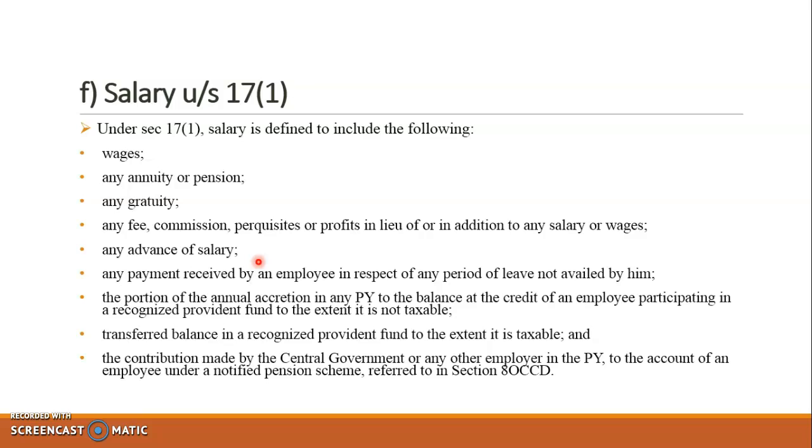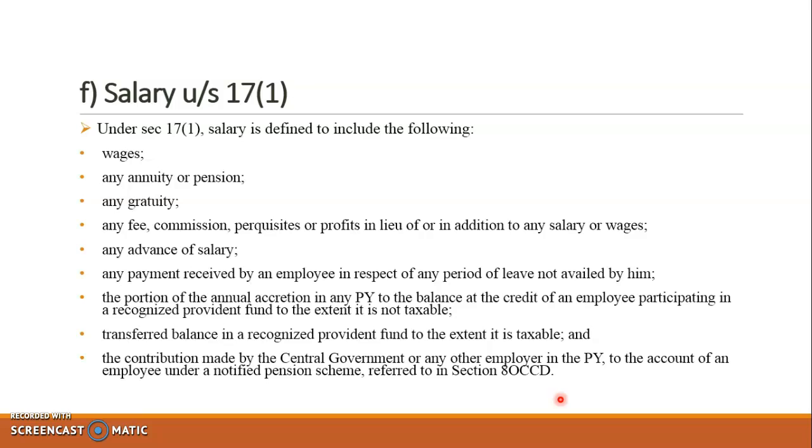authorities. Okay, then salary given under section 17 subsection 1, your salary includes the following: wages, any annuity or pension, any gratuity, any fee, commission, perquisites or profit in lieu of or in addition to any salary or wages, any advance of salary, any payment received by an employee in respect of any period of leave not availed by him, the portion of the annual accretion in any previous year to the balance at the credit of an employee participating in a recognized provident fund to the extent it is not taxable, transfer balance in a recognized provident fund to the extent it is taxable, the contribution made by the central government or any other employer in the previous year to the account of an employee under a notified pension scheme referred to in section 80CCD.